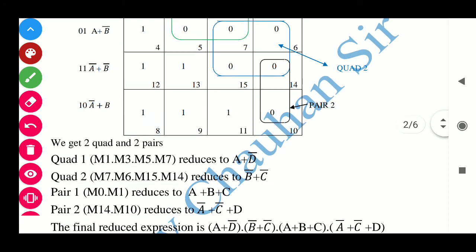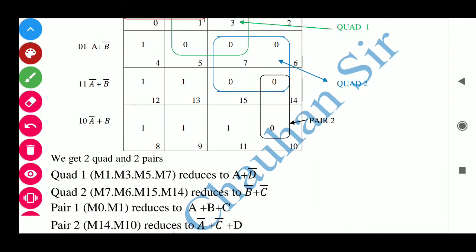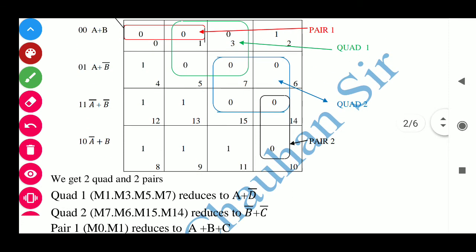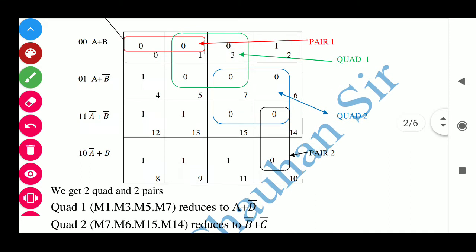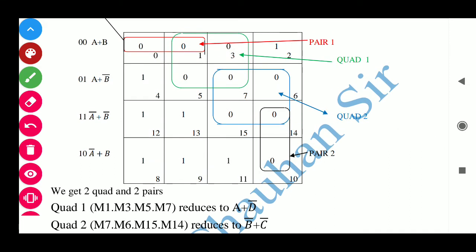So we can reduce it. When we reduce quad 1, you can see here it reduces to A plus D. How it is coming, you know better. Now you can see pair 1, sorry, quad 1.